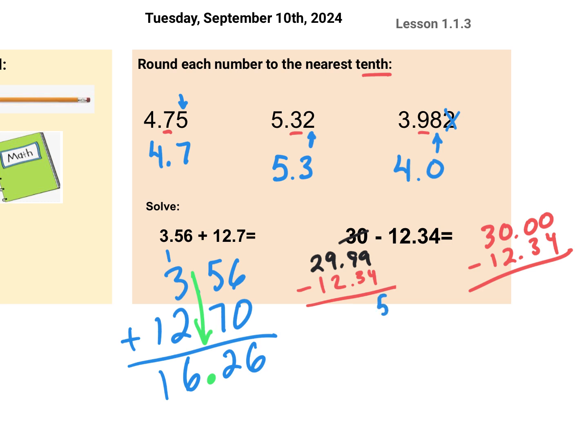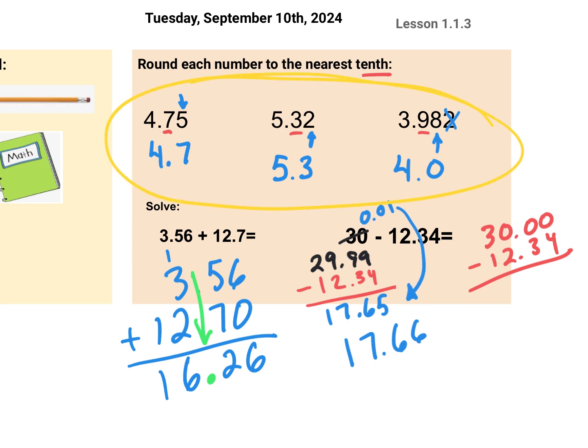We have our 5, 9 minus 3 is 6, bring down our decimal point, 7, 1. But we borrowed that 1/100th earlier, so we have to bring that back and return it. So 17 and 66 hundredths. Okay, we're going to continue working with decimals a lot over the next couple weeks. Today's homework is going to be very similar to the rounding activity you did up here.